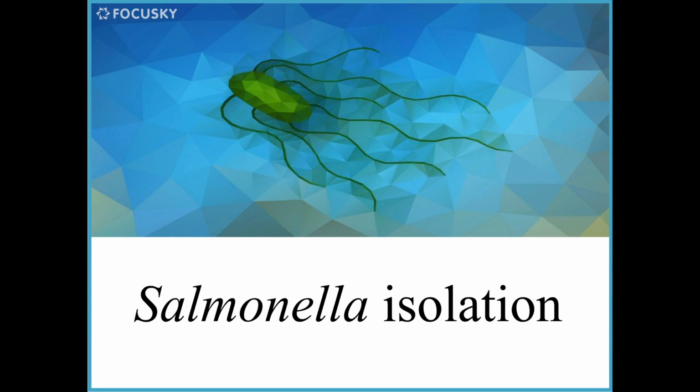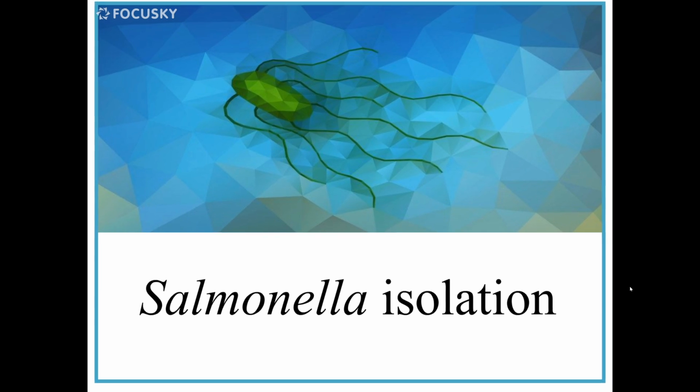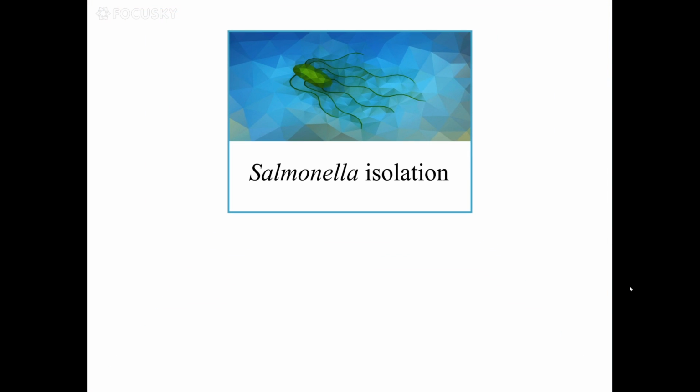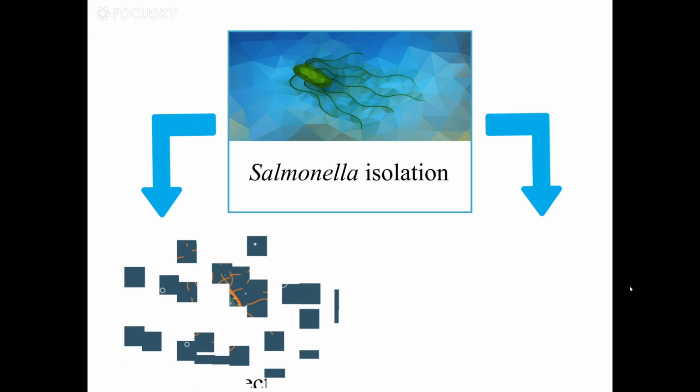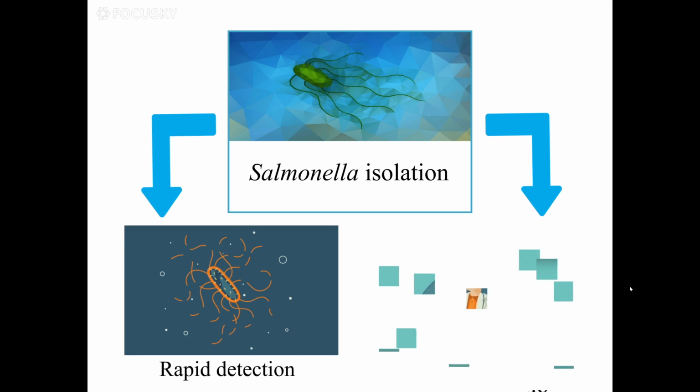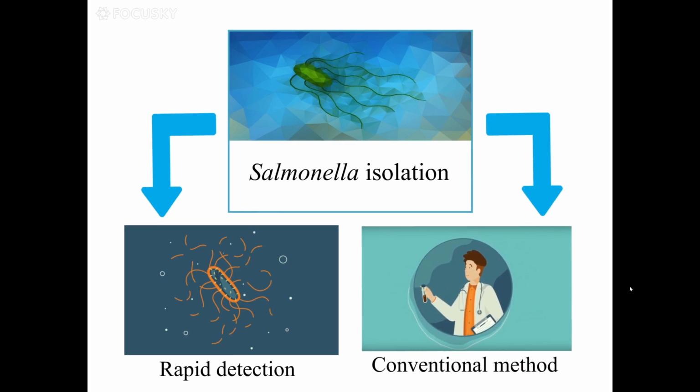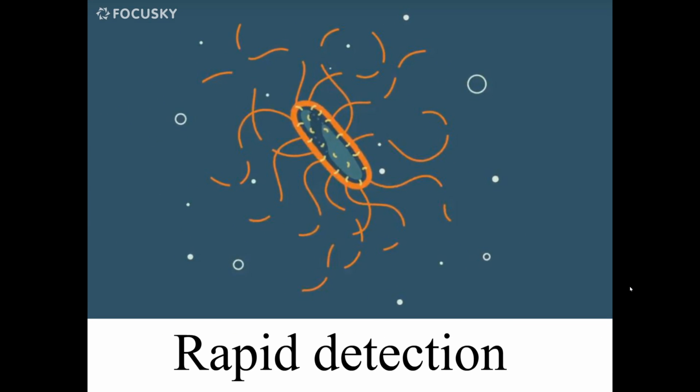In this video, we're going to introduce the general procedure for Salmonella isolation. The purpose of this lab is to detect the Salmonella from foods. Two methods will be used: rapid detection method and conventional method. Rapid detection method is an immunoassay which will be discussed in details in the next session.